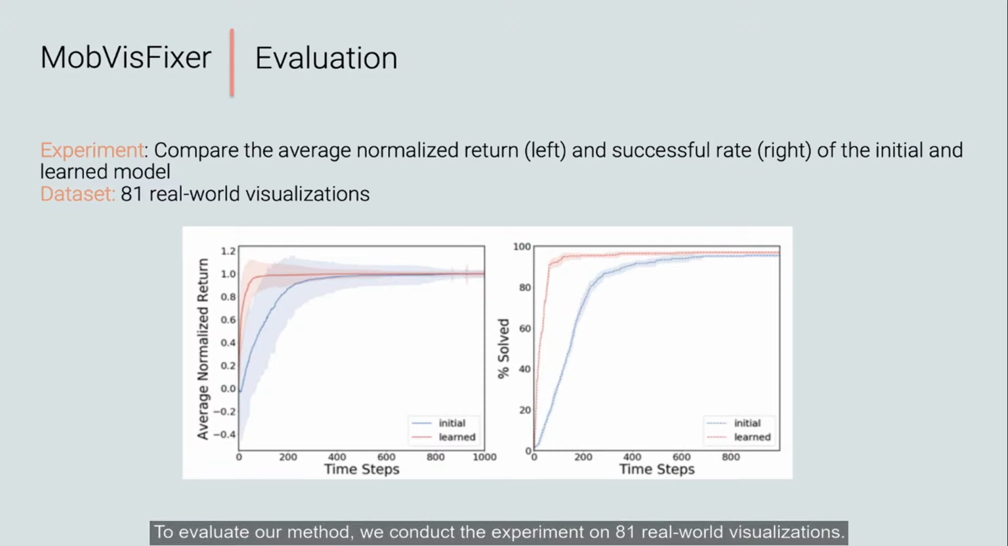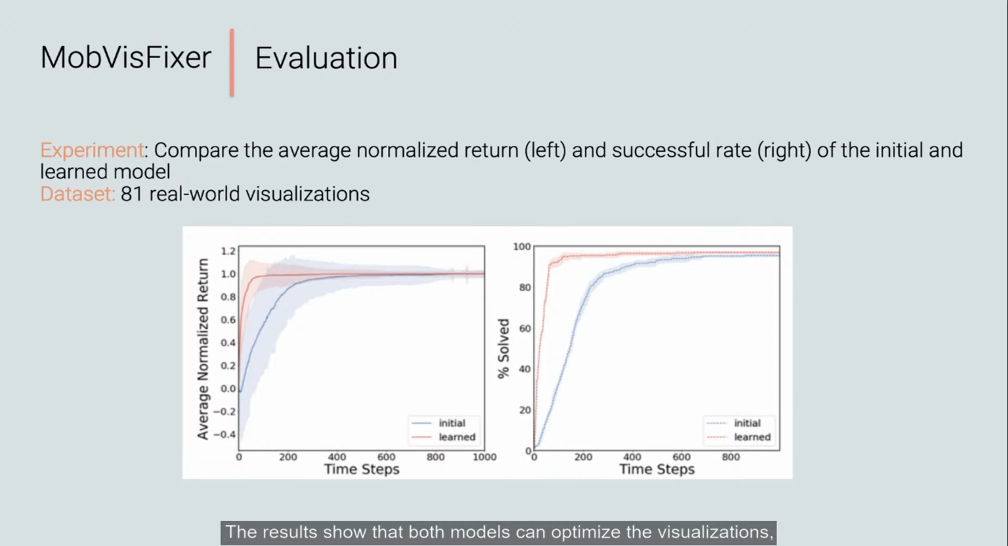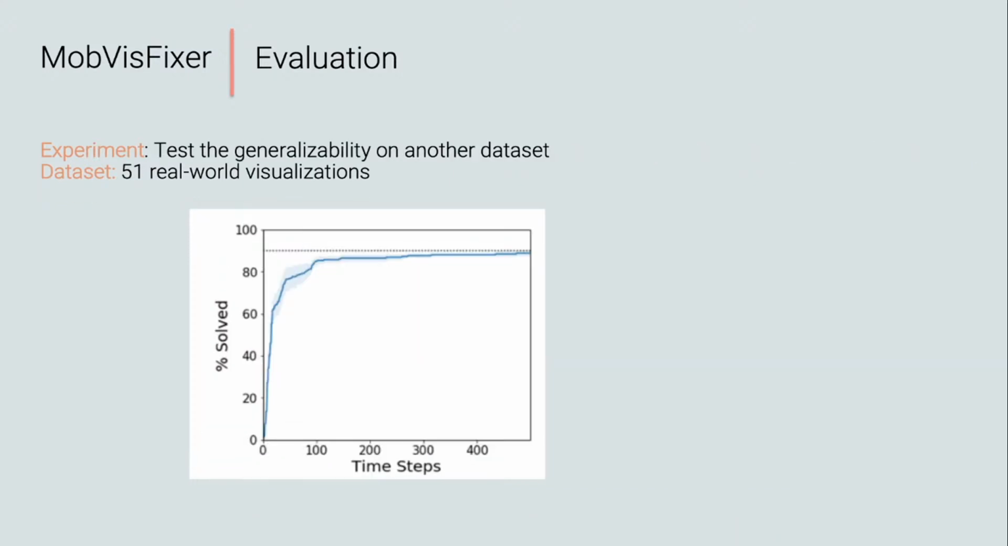To evaluate our method, we conduct the experiment on 21 real-world visualizations. We compare the average normalized return and the successful rates of the initial and learned model. The results show that both models can optimize the visualizations, while the learned model leads to faster convergence rates with less variance, showing that it actually learns good policies to solve the problem.